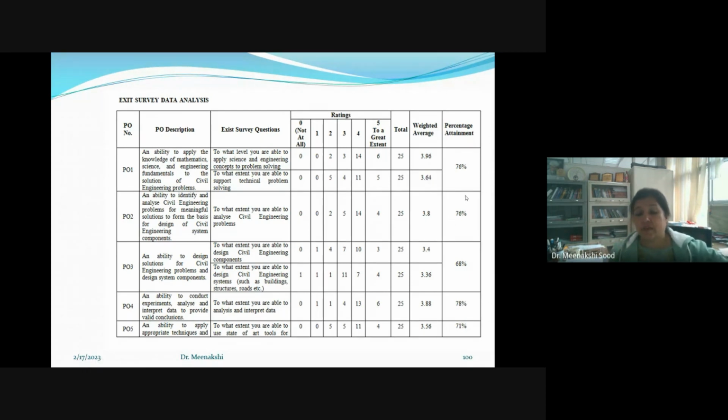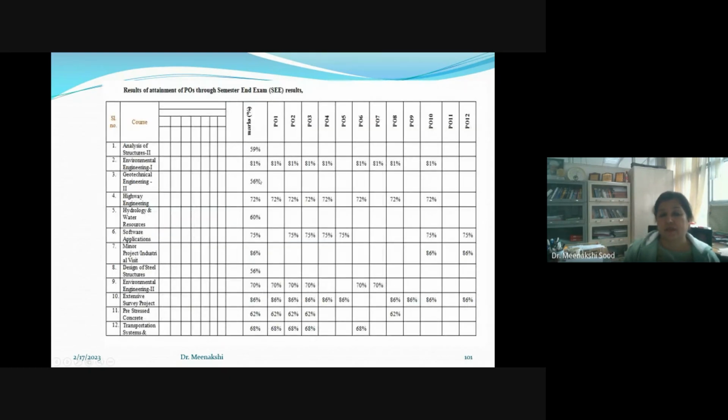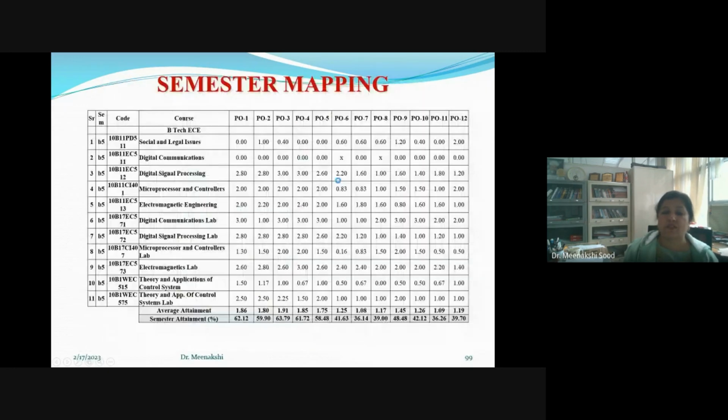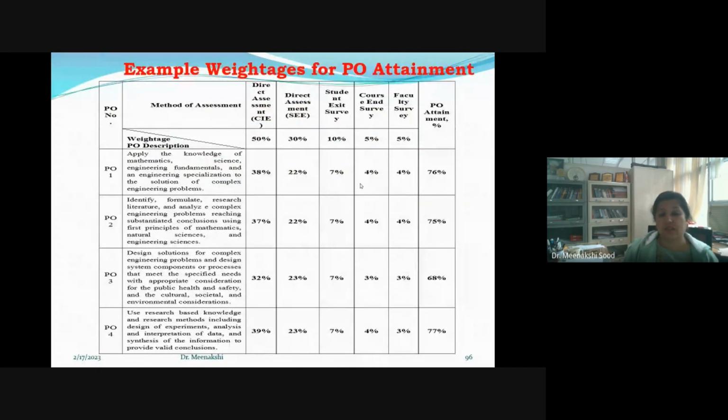So it means PO1 is attained, PO2 is attained, PO4, PO5 is attained, but PO3 is not attained, right? Such type of mapping has to be done at every level, and you have to measure it. It's better to give numerics to it, so that you can do simple mathematics and justify your attainment. So this is end semester. This is how you do the attainment.